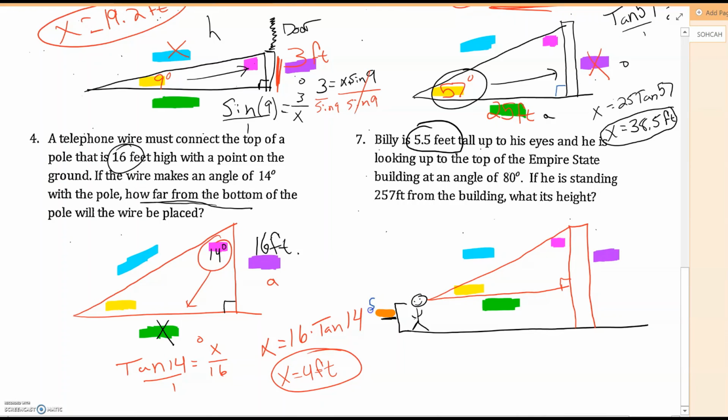So think, we did a Statue of Liberty one when we were back at school. Okay, with the elevated triangle, this is one where we're going to start seeing triangles elevated off the ground. He's looking to the top of his Empire State Building at an angle of 80 degrees. So where would that one go? 80 degrees is here. If he is standing 257, where would 257 go? Here's the building. Here's him. 257 feet looking up. What is the height? So where would X go?